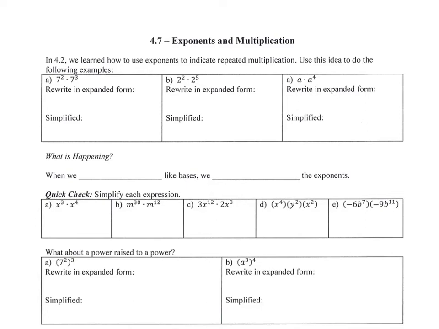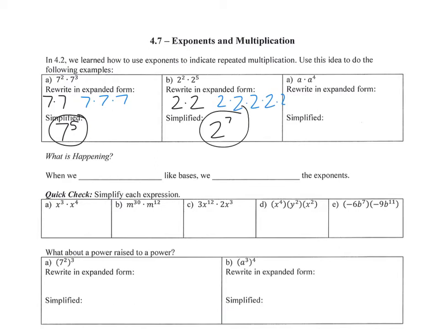Alright, the first part, 7 squared times 7 cubed. To write it in expanded form means to write 7 times 7, and then 7 cubed is 7 times 7 times 7. So if you put it all together, you're going to have 7 to the 5th power. Same with over here. 2 squared is 2 times 2. 2 to the 5th is 2 times 2 times 2 times 2 times 2. If you simplify it, it's 2 to the 7th.